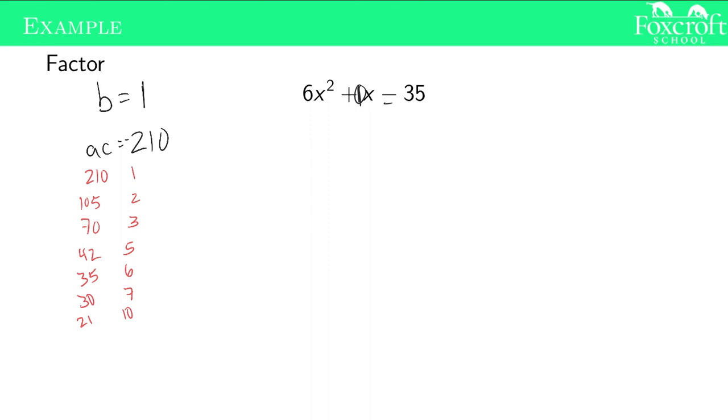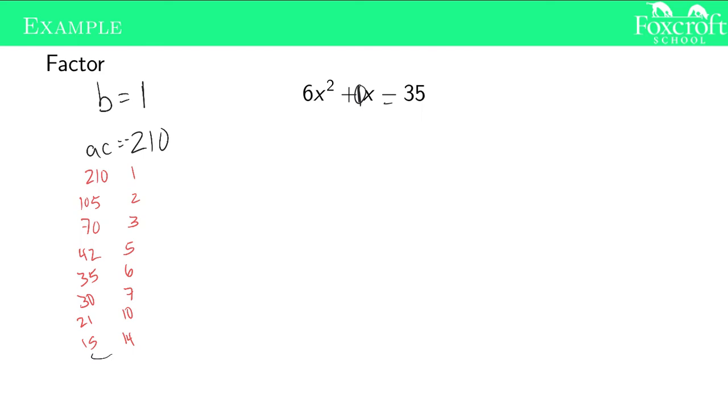12 doesn't work. 13 doesn't work. 14. 15. And the next number would be 15. And once I get to the other side of the column, I know I'm done because I've already done all those numbers. So these are all the different ways I can multiply to give 210. And I'm looking for ones that are going to add to give 1.